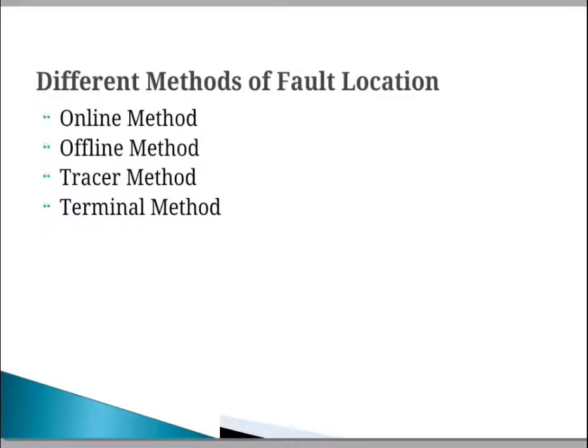Then we have to discuss the different methods of fault location. In that, first one is the online method. The online method uses and processes the sampled currents and voltages to determine the fault points. This method for underground cable is less used than for overhead lines. Then the second one is the offline method. This method uses special instruments to test the cable in the field. The offline method is classified into two methods: the tracer method and the terminal method.